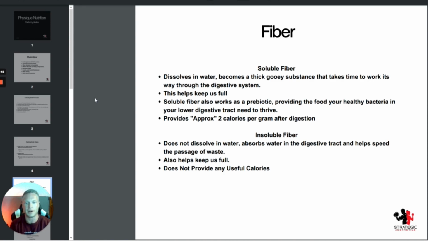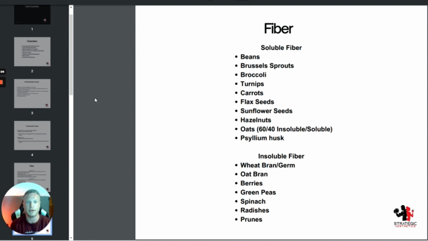Insoluble fiber does not dissolve in water, and it helps with the passage of waste. It actually helps with waste removal. This also helps us feel full. There are not any useful calories in insoluble fiber. So you need a balance of soluble and insoluble fiber for optimal digestion. Everyone is a little bit individual.